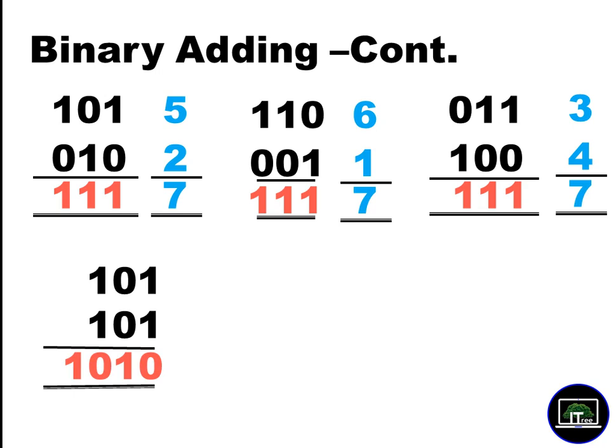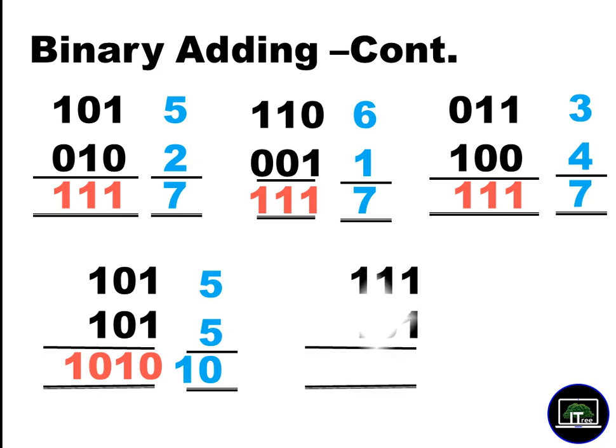101 is 5. 101 is 5. 5 plus 5 is 10. You can see that. We'll add one more. 1 1 1 added to 101. So 1 plus 1 is 2. You write 0 there. You take 1 to the next line.